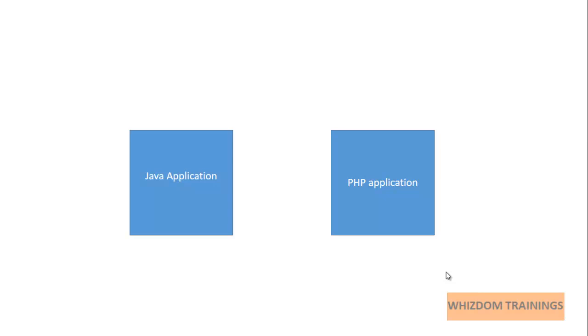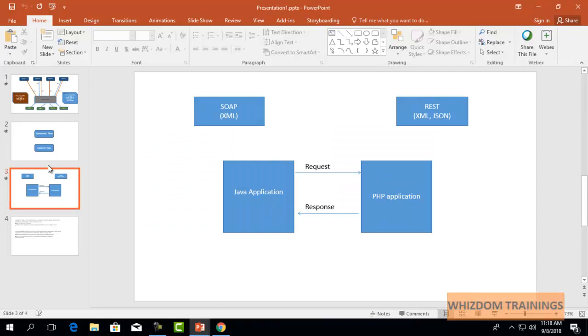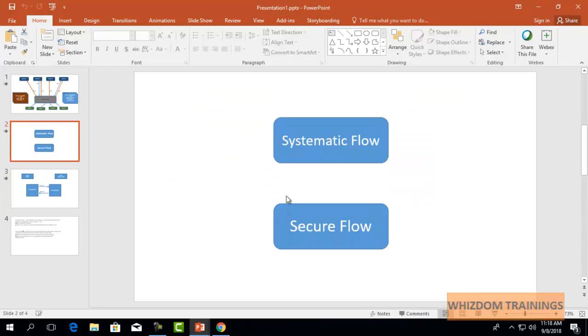Fine, via the API they can communicate, but how will we actually create that API, what things will we keep in mind? Are there some protocols or any architecture to follow? When a developer creates an API, it has to keep these things in mind. So whenever an API is formed, two things are kept in mind: it should have a systematic flow as well as a secure flow. Let's talk about the systematic flow first.